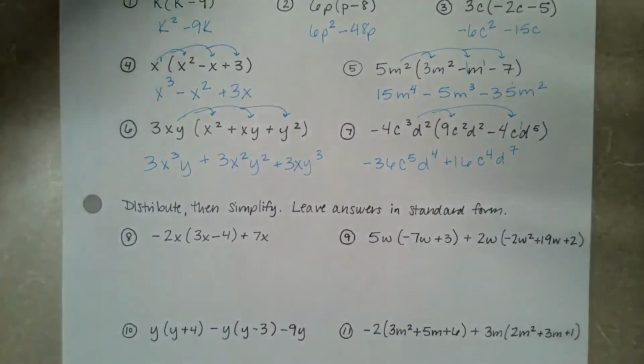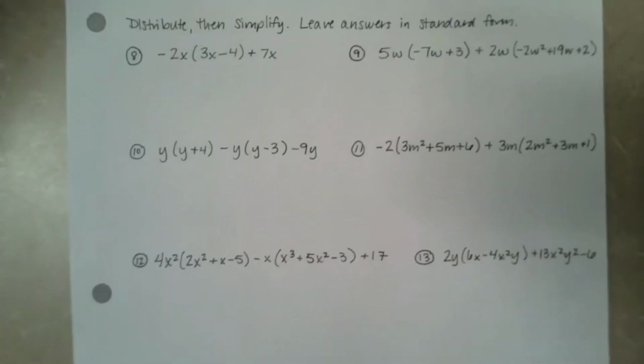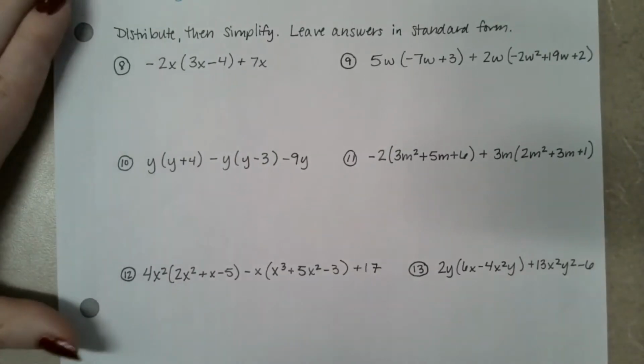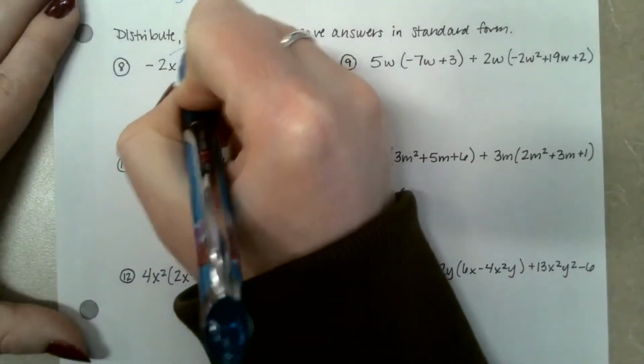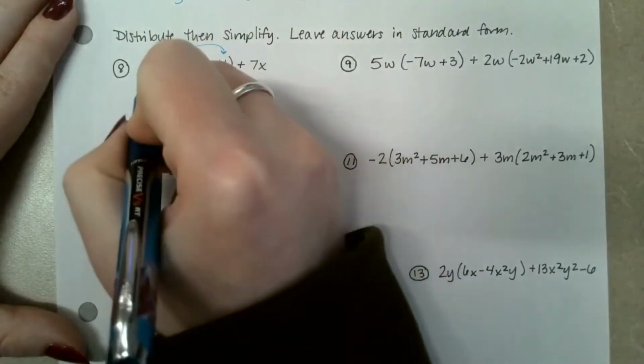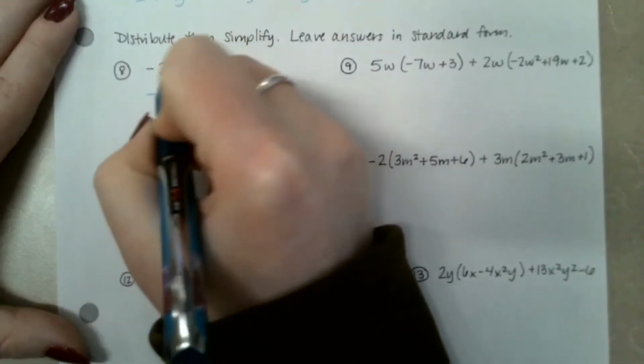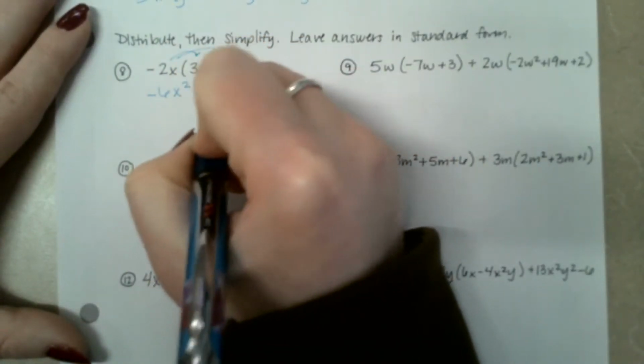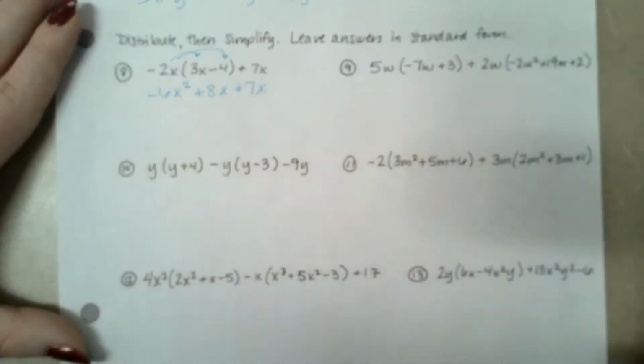In the next part, we're going to distribute and then simplify. So the same thing we've been doing, but adding the simplification part to it. So first, we need to distribute to get rid of any parentheses that we have. So we'll multiply in. Negative 2 times 3 is negative 6. X times x is x squared. Negative 2x times negative 4 is positive 8x. And then we have plus 7x here.